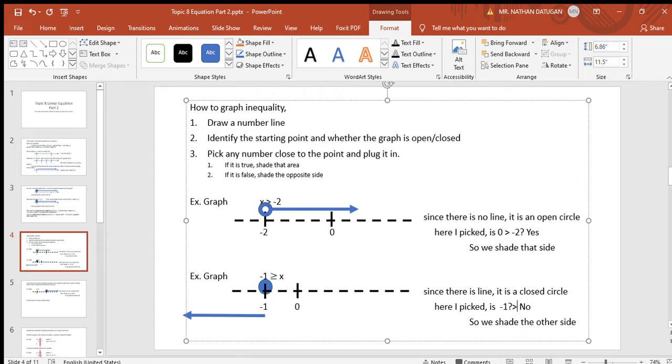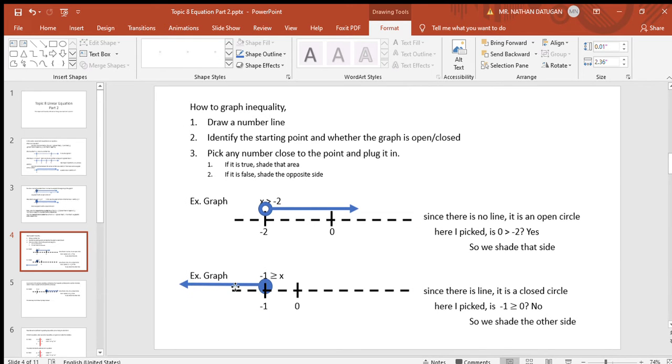greater than, is negative 1 greater than or equal to 0? No. So that means we're not going to shade in this area. We're going to shade the opposite side. So the arrow points the other way. It's never going to touch 0, so it goes to the other way. That's basically it. Pretty simple, right?